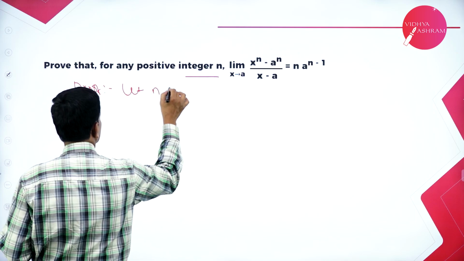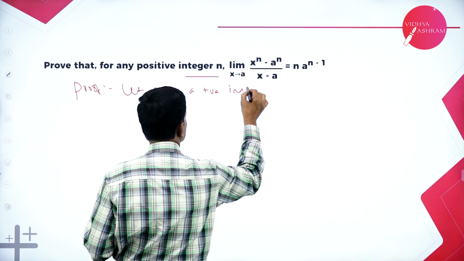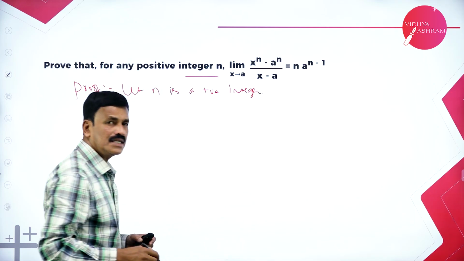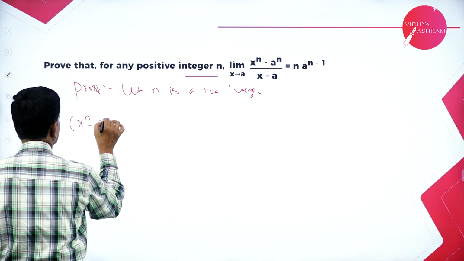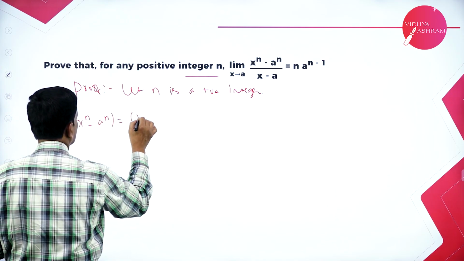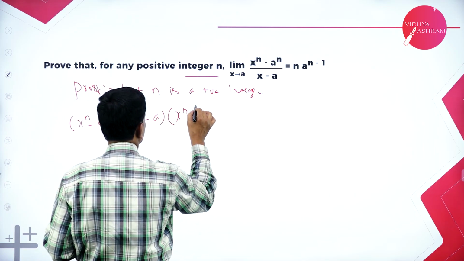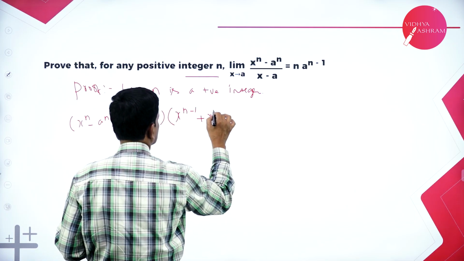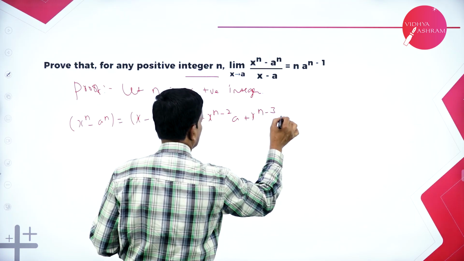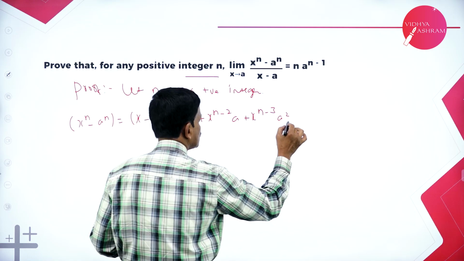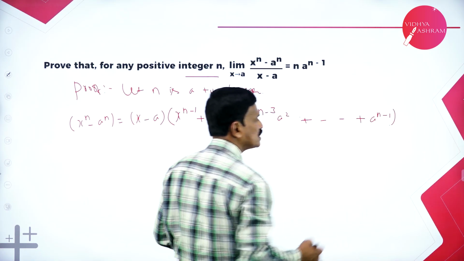Let n be a positive integer. Now if we divide x raised to n minus a raised to n by x minus a, we get the factors as x minus a into x to the power of n minus 1 plus x to the power of n minus 2 into a plus x to the power of n minus 3 into a square plus etc. The last term is a to the power of n minus 1.